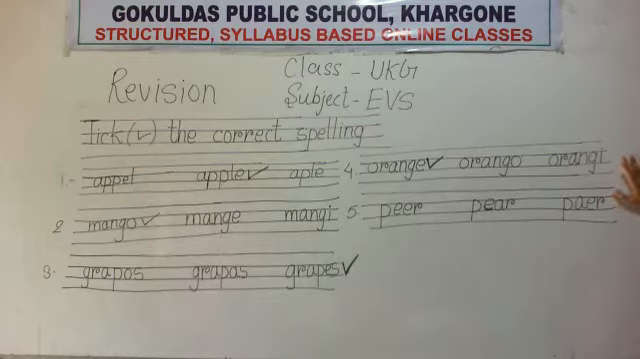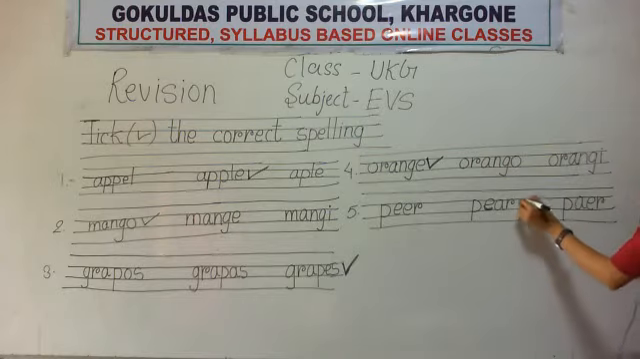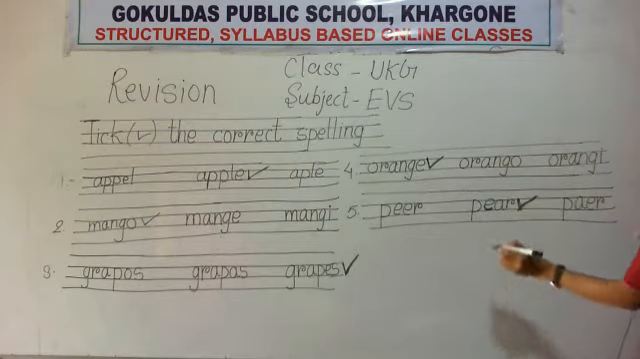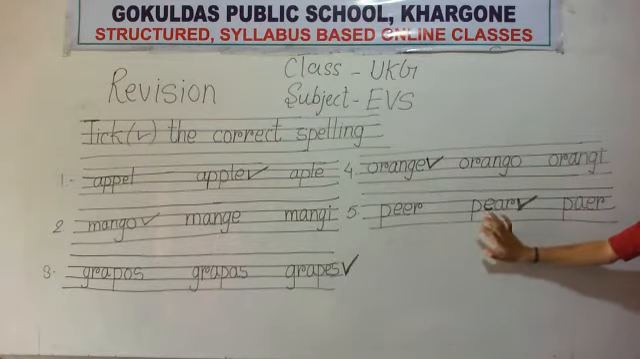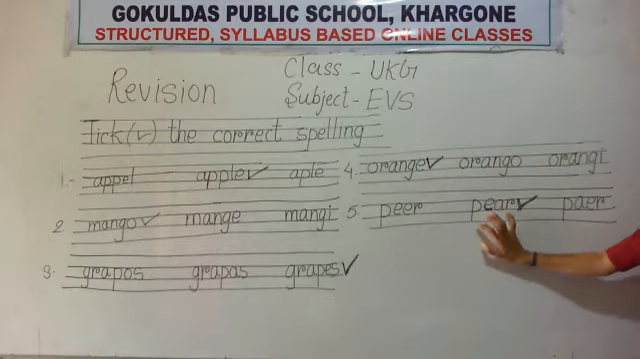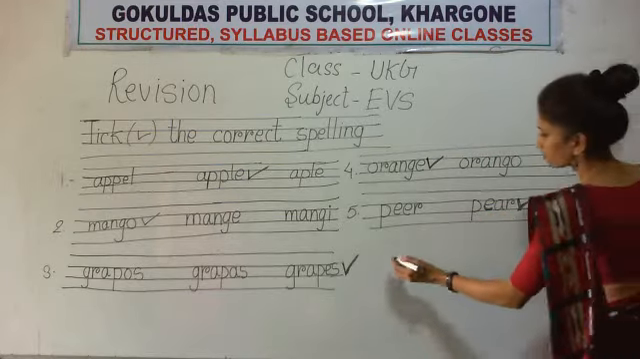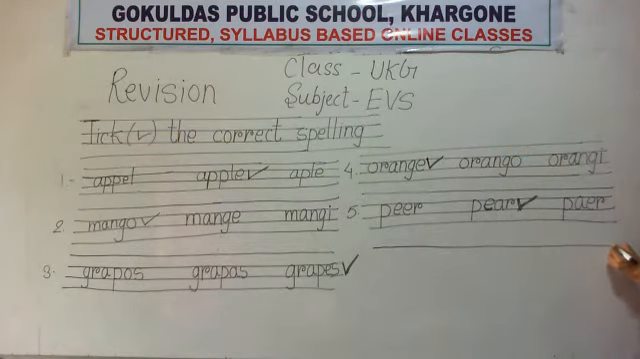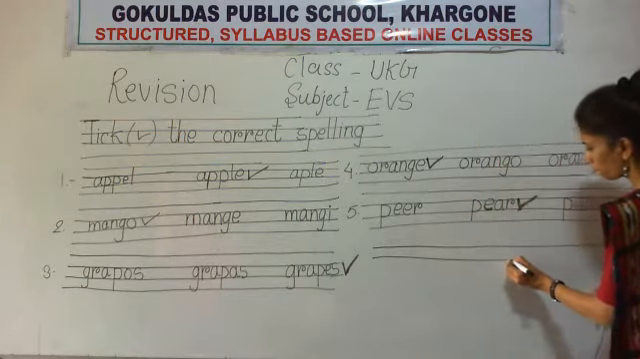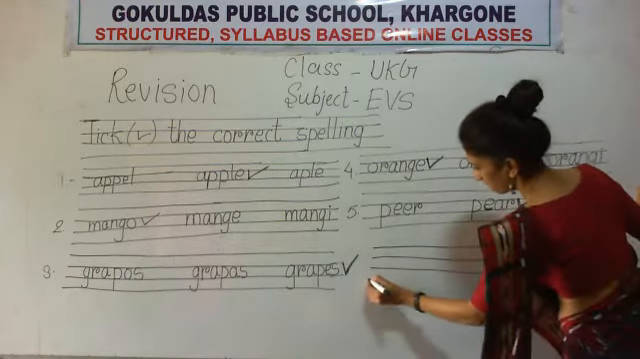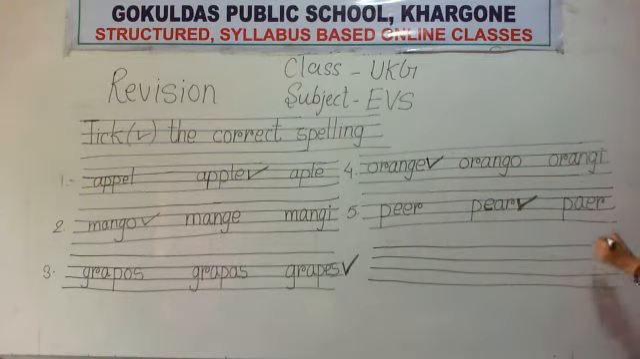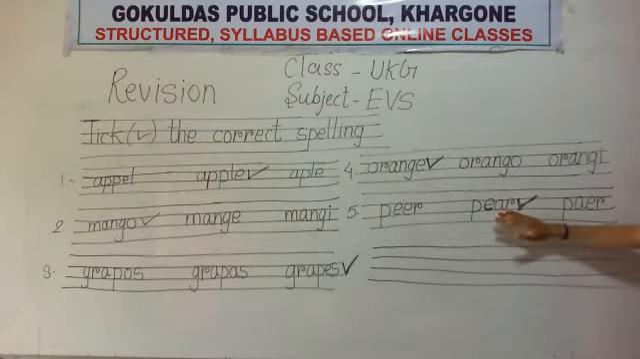Then P-E-A-R, pear. So this is correct spelling. Take here. P-E-A-R, pear. Pear is the correct spelling. Next.